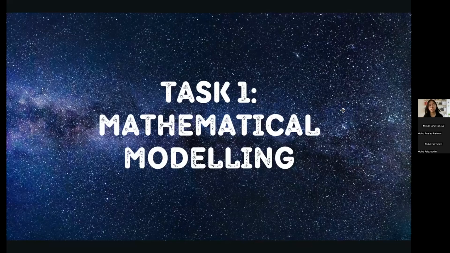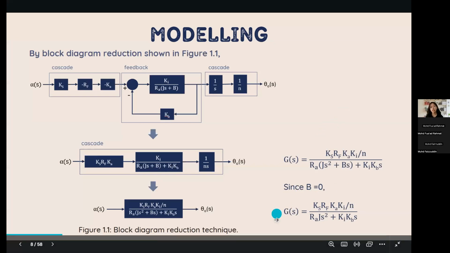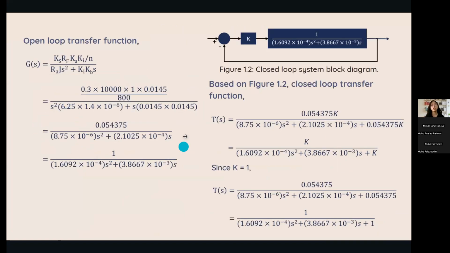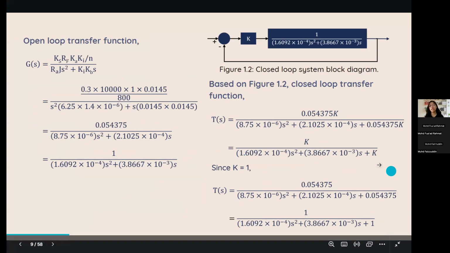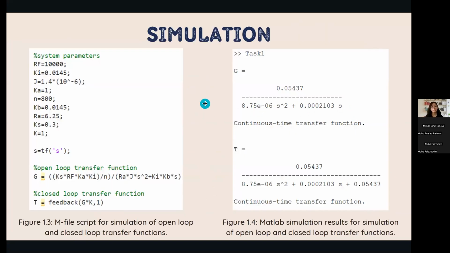Task 1 is mathematical modeling. Using the given block diagram, we can obtain this general equation for the open loop transfer function by using the block diagram reduction technique. This is the obtained open loop transfer function, and this is the obtained closed loop transfer function because there is a unity feedback. Then through MATLAB simulation, we can assign the values to each of the variables, and we can write the same equation in the MATLAB script. Through the command window output, we can see that the obtained open loop and closed loop transfer function is the same as the calculated functions.